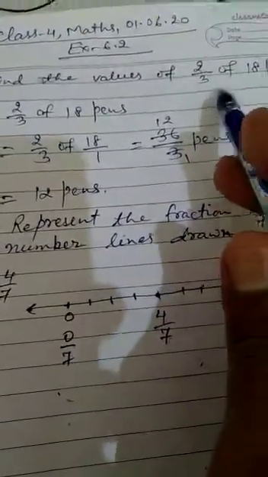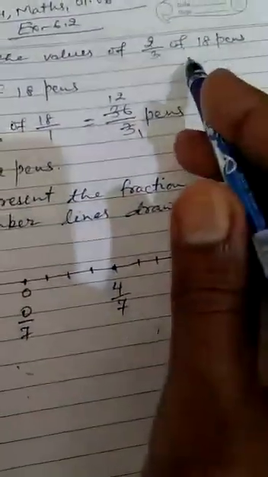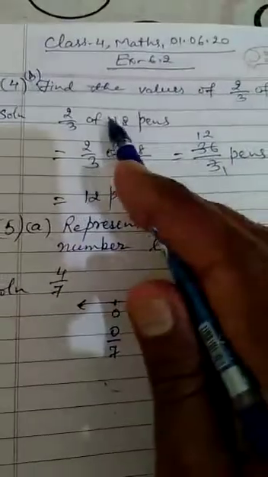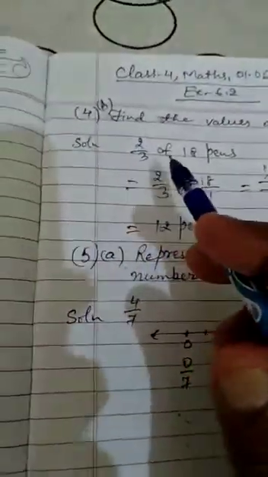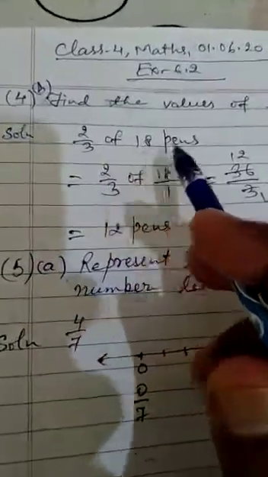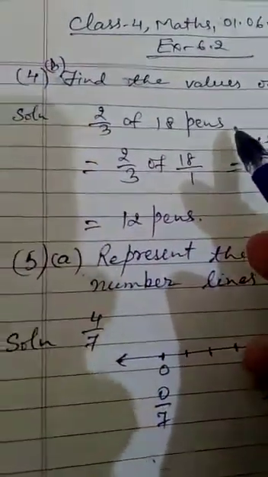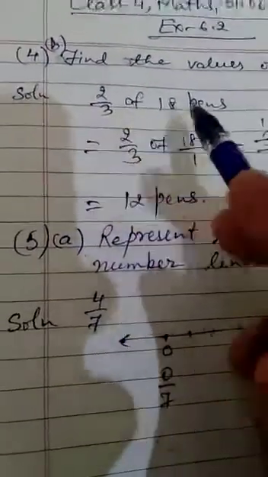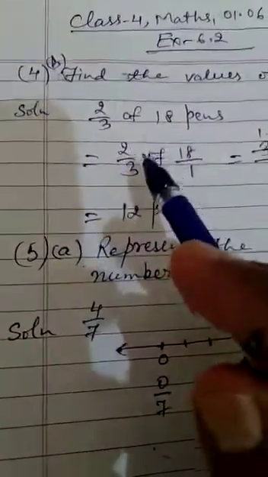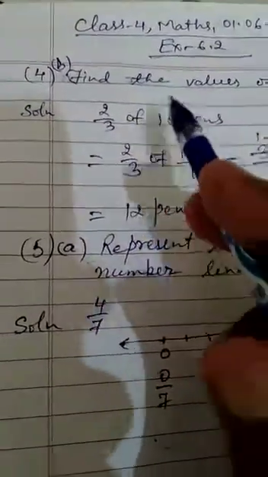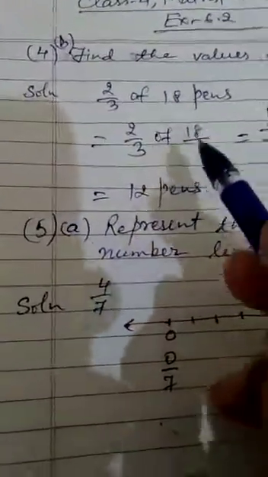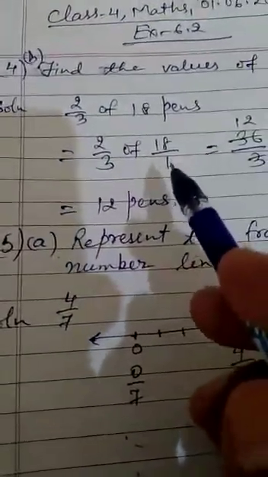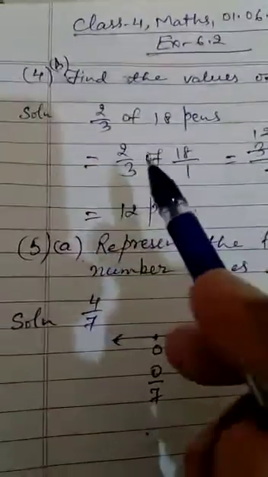So 2/3 of 18 pence, here "of" means multiply. So solution, you will write 2/3 of 18 pence. So we will multiply 2/3 into 18. 18 you can write as fractional number 18/1. So 2/3 of 18/1. Now what will we do?